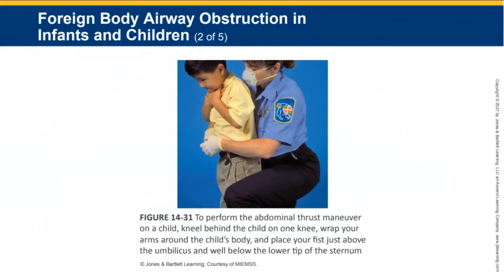To perform the abdominal thrust maneuver on a child, kneel behind the child on one knee, wrap your arms around the child's body, and place your fist just above the umbilicus and well below the lower tip of the sternum. So it's between the tip of the sternum and the navel. And you're going in and up, creating an artificial cough.